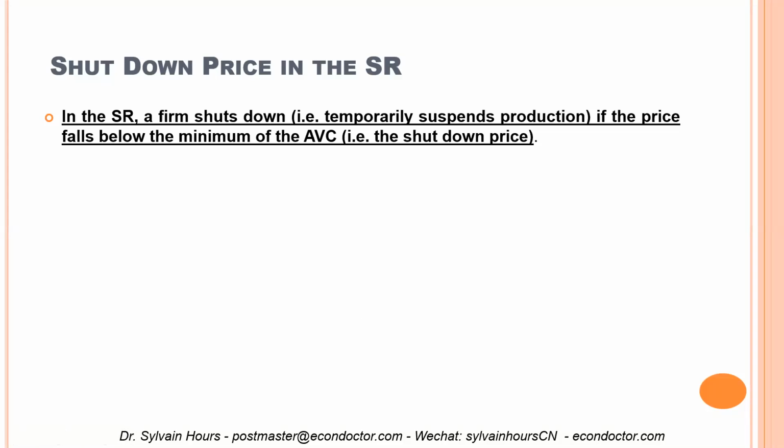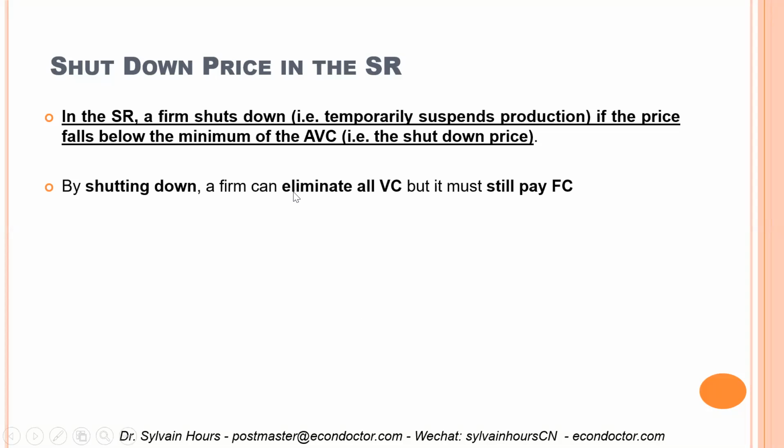Okay, so let's just summarize the main ideas. So in the short run, a firm shuts down, which means temporarily suspends production, if the price falls below the minimum of the average variable cost, not total cost, which we call the shutdown price. Okay, so you can start with this statement, but it's important to explain why it is the case. Why not the minimum of the average total cost? And there is a very simple way you can explain it.